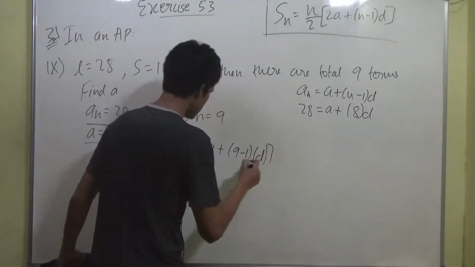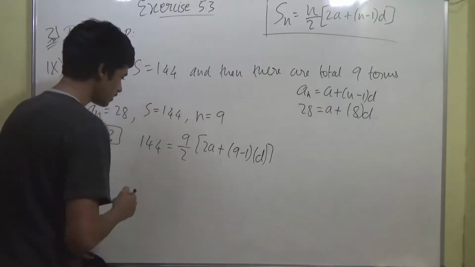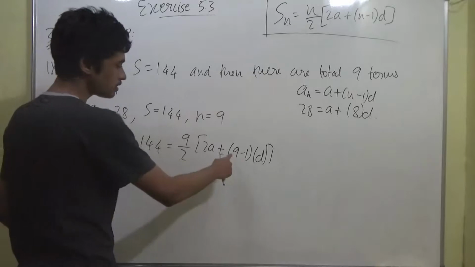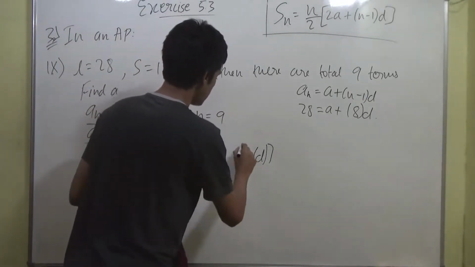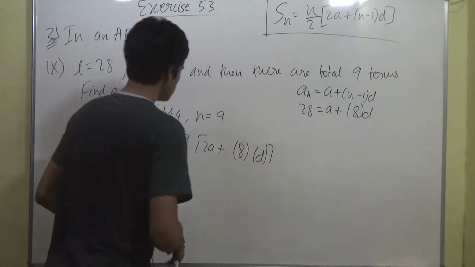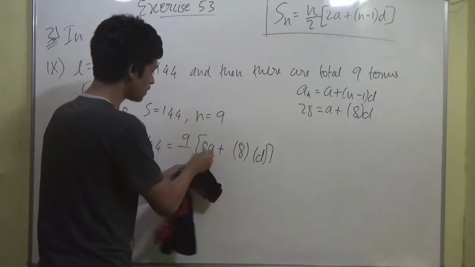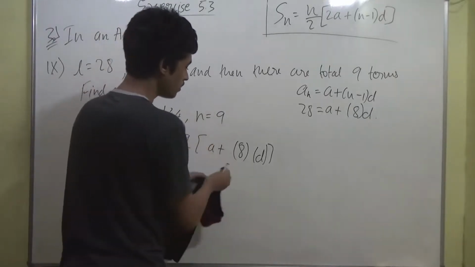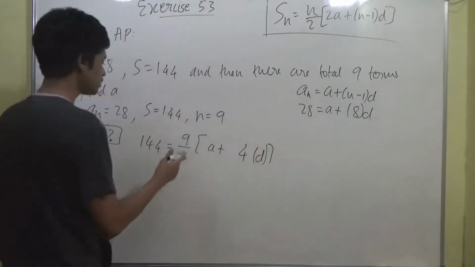Let us try to simplify it, guys. That time it will become 144. Just a minute, guys, I'll try to simplify this. So this is going to become equal to 8D, right? 9 minus 1 is 8. So this will become 8D. Now you can divide both these terms by 2, so I'll simplify it here itself. 2 by 2 will be 1, and 8 by 2 will become equal to 4. So this will be the final equation.